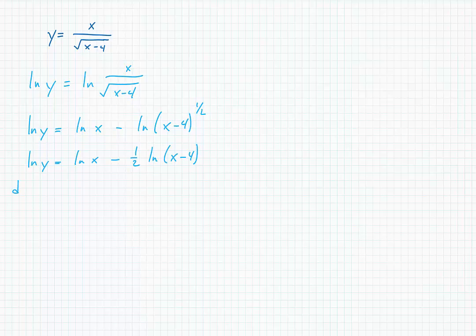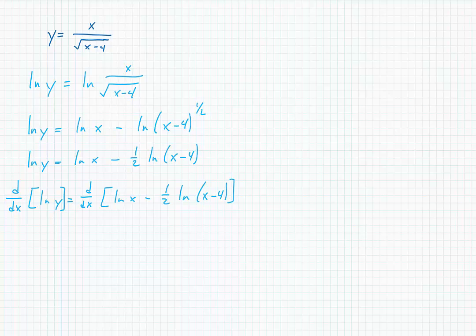So we can consider d/dx of the natural log of y is equal to d/dx of the natural log of x minus 1/2 the natural log of x minus 4. And when we do the derivatives, what we have to be careful of is on the left-hand side we have an implicit derivative. We're taking the derivative of something that involves y with respect to x. We're going to need to remember back to what we did with implicit derivatives. And what we said was that the derivative of y is dy/dx or y prime.